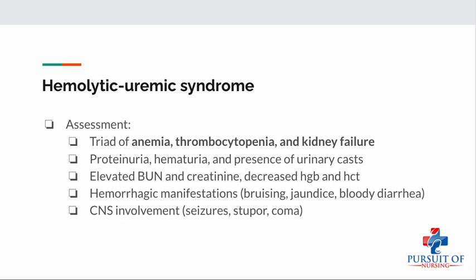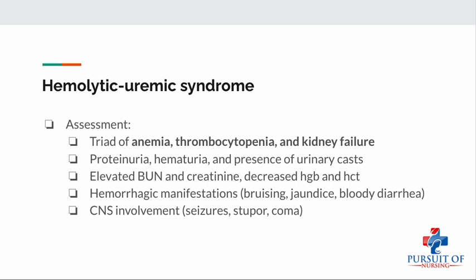This syndrome is thought to be associated with different bacterial toxins or chemicals that could cause AKIs in children. It primarily occurs in children 6 months to 5 years of age. But remember that triad of anemia, thrombocytopenia, and kidney failure. You're going to see proteinuria, hematuria, the presence of urinary casts. The kidneys are damaged, so you're going to have an elevated BUN and creatinine, and then a decreased hemoglobin and hematocrit.